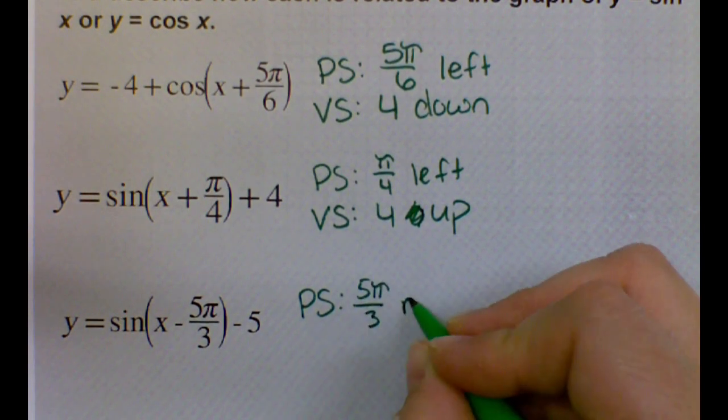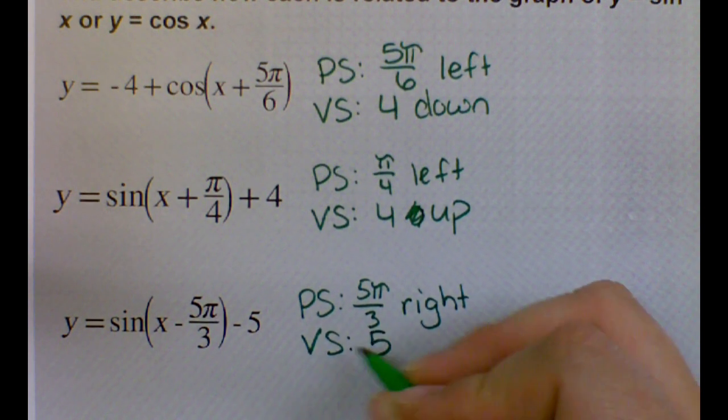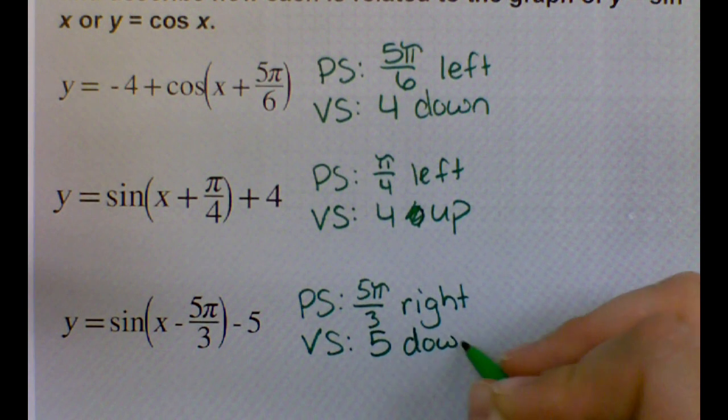It's got a minus, so it is to the right. Our vertical shift is 5. It's got a minus, so it is down.